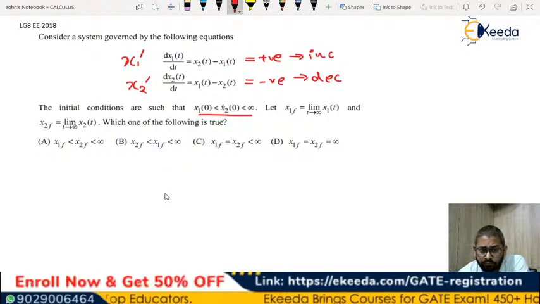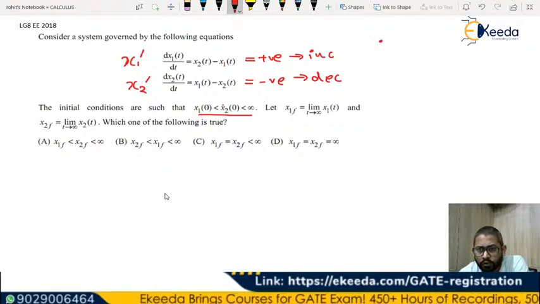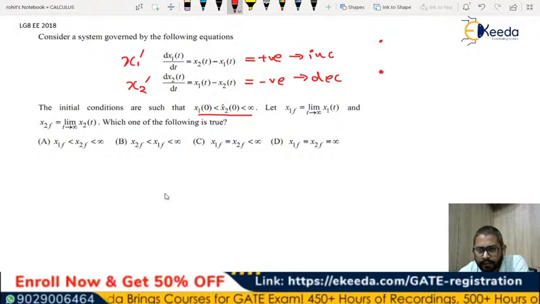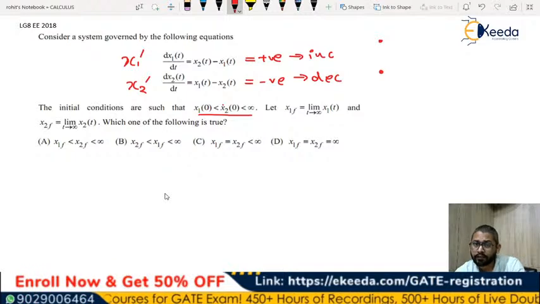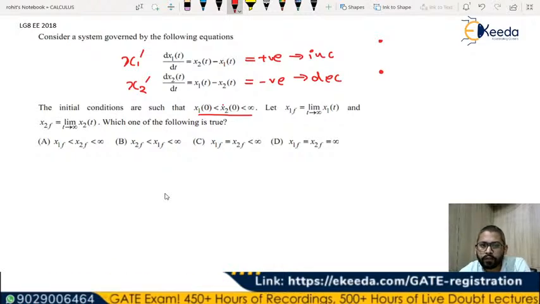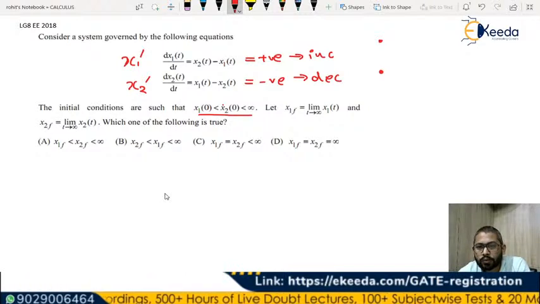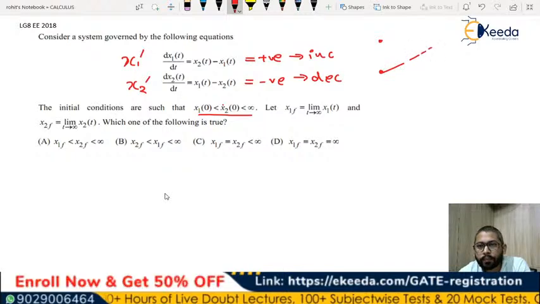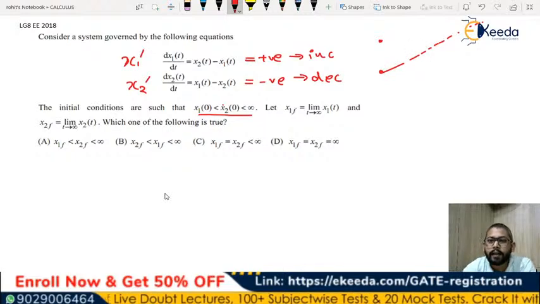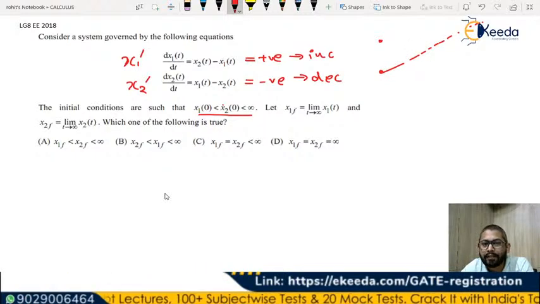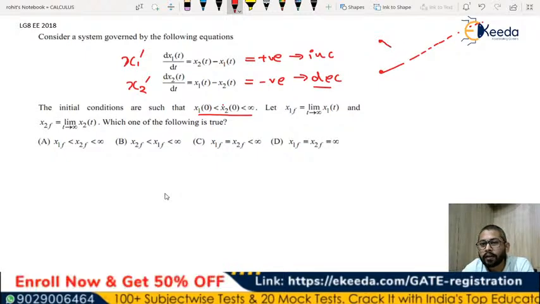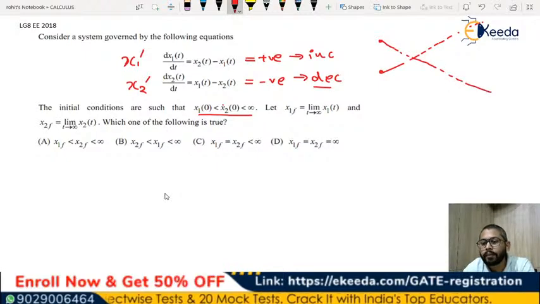So, and of course x2 value is higher. So let's say this is x2 and this is x1. Function value of x2 and function value of x1 at 0, right? And x1 dash is increasing, so x1 will be moving up, and x2 dash is negative, so it will be moving down, right?